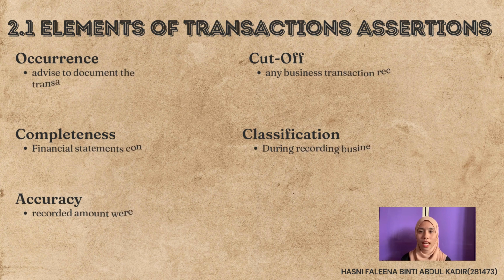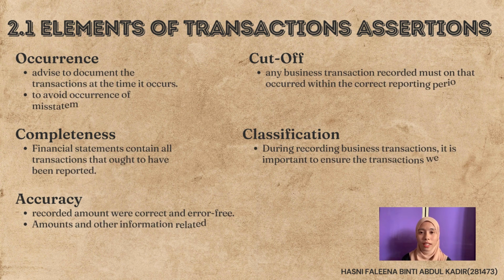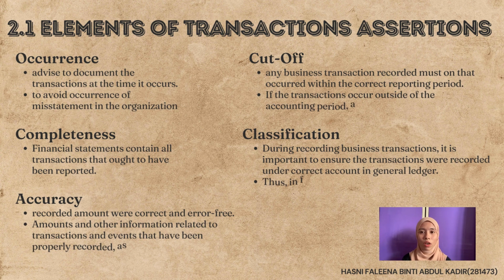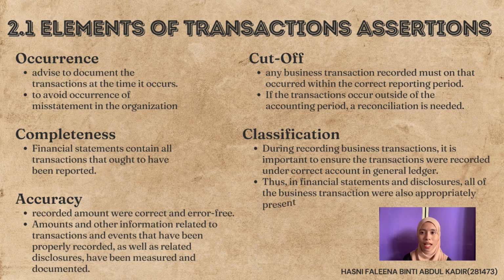Next, we'll look at the elements of transaction assertions. There are 5 elements under transaction assertions. First is occurrence. In case of occurrence of business transactions, it is advised to document the transactions at the time of their occurrence. This is to avoid any procrastination at all costs, as it can lead to misstatement for the organization. Hence, the summaries of transactions in financial statements correspond to the actual events.